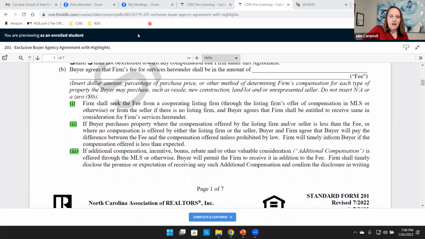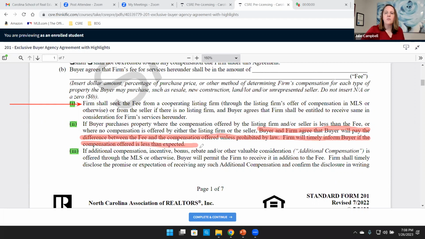And then here it is, and I think this is very important. Firm shall seek fee from the cooperating listing firm, or from the seller if there is no listing firm. Buyer agrees that the firm shall be entitled to collect. If the buyer purchases where compensation offered is less than the fee or no compensation is offered at all, buyer and firm agree that the buyer will pay the difference.